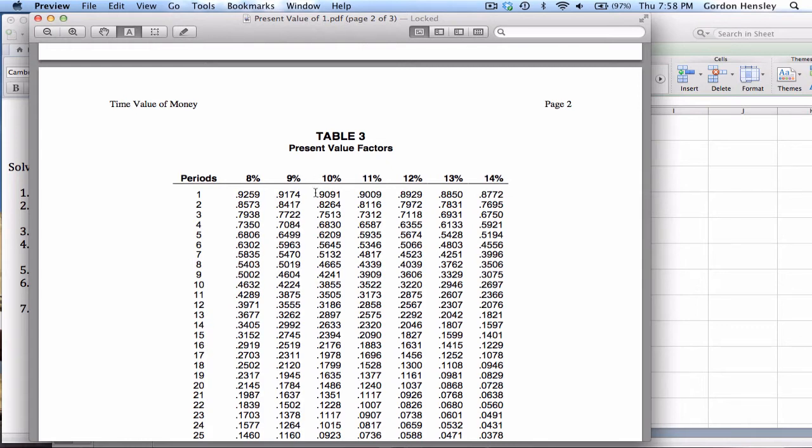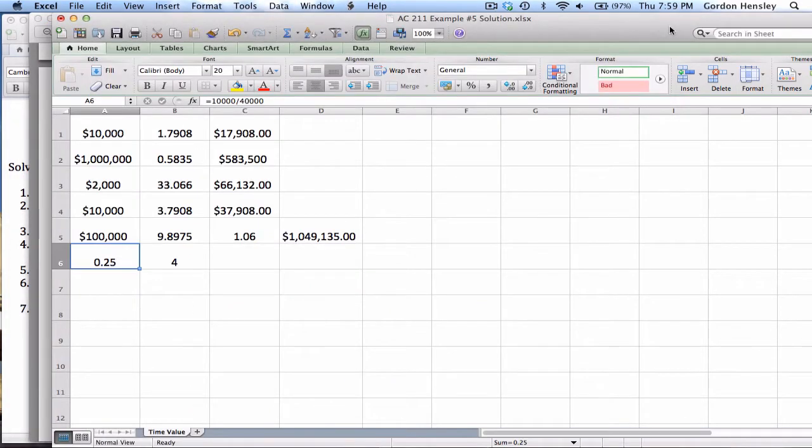I want to find the closest thing to 0.25. Now when I go down through here, where do I see 0.25? I don't see exactly 0.25, but I can come pretty close to it. When I come down here to the 14th row, I see 0.26. And then if I go down one more, I see 0.23. So somewhere in between 14 and 15. So I would say that that's roughly 14 and a half years.